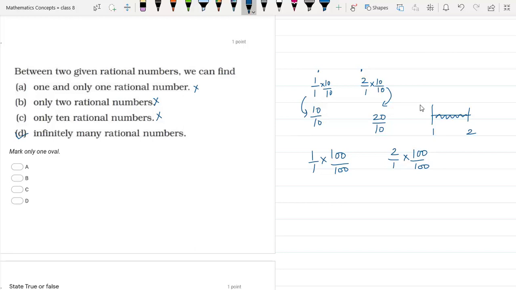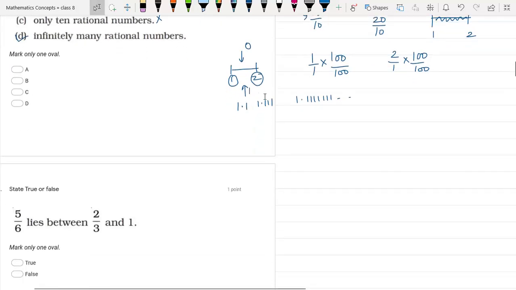Yes, between two integers there is no integer. Suppose I have 1 and 2. Someone asks how many integers between 1 and 2? There are 0 integers. But how many rational numbers? Rational numbers are infinite, because 1.1 is also between them, 1.111 is also between them, 1.111111, and so on. All these numbers are between 1 and 2 only. Hence we say there are infinite rational numbers between any given two numbers.